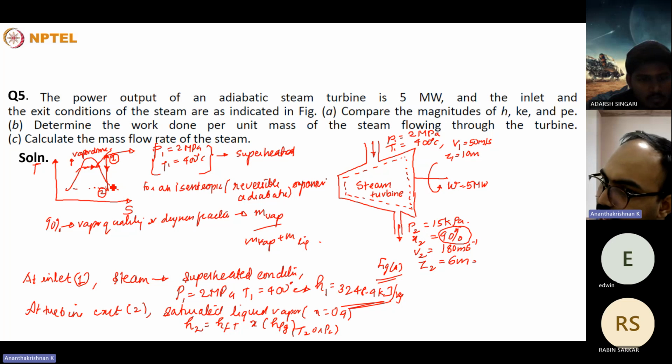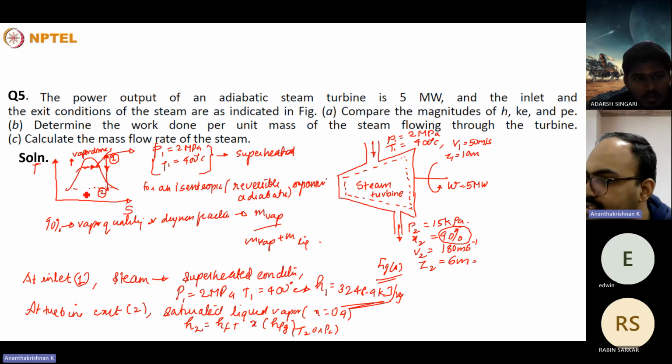It will lie within the vapor dome. In the vapor dome, both the vapor and the liquid coexist. So this left curve is called the saturated liquid line, and the right-hand side is called the saturated vapor line. So it can lie in between.